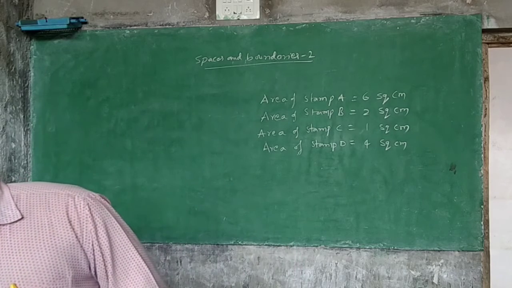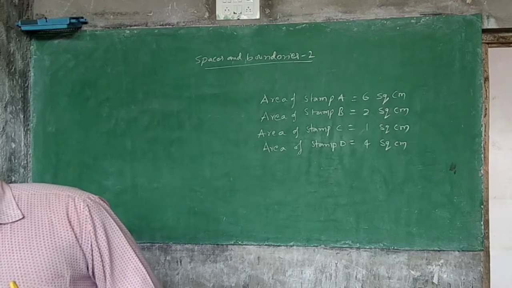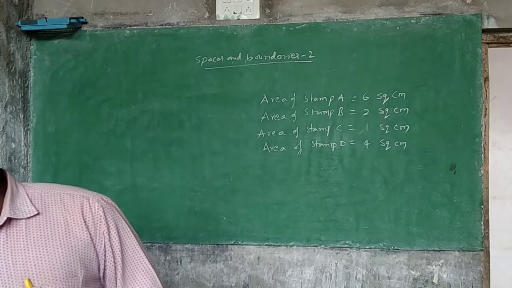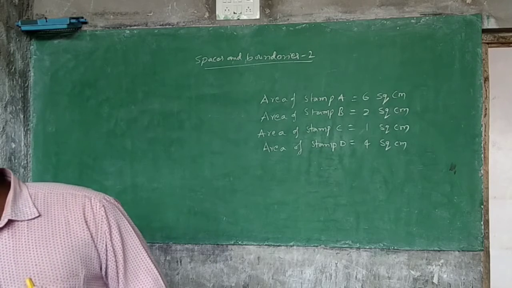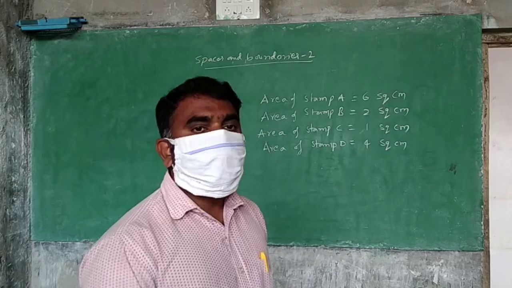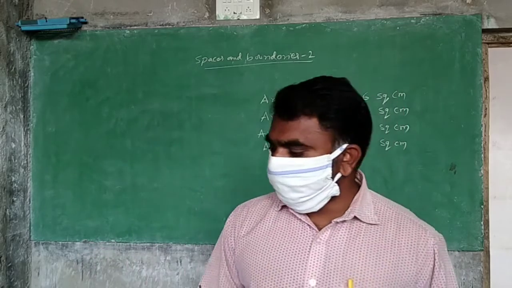Then what is the area of that? Area of that is 1 square centimeter. We are talking about stamp A, no? What is the area of stamp A? 6 square centimeters.